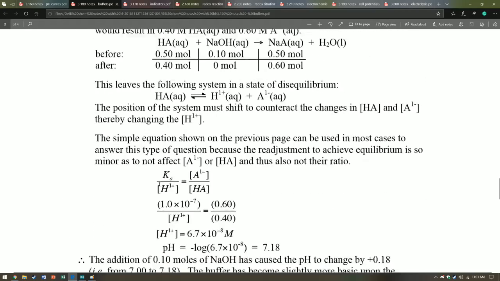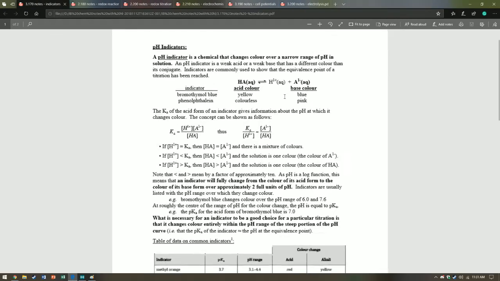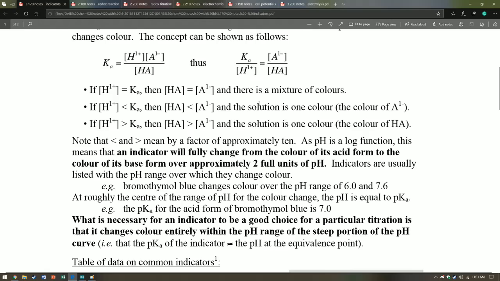Now, lastly, the last thing I want to talk about today is chemical indicators. Basically, we're just going to discuss choosing indicators. A pH indicator is a chemical that changes over a narrow range of pH. You can assume that the pH range is approximately 2 units of pH, and you can assume that the pKa is equal to the pH at the equivalence point.